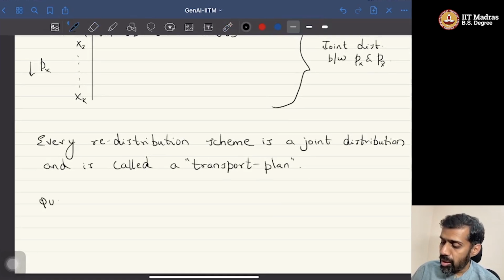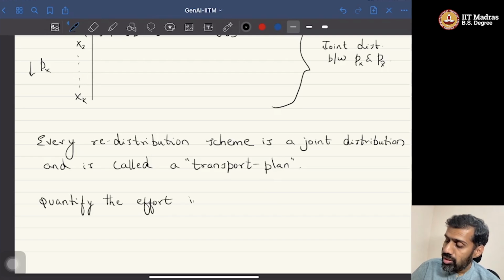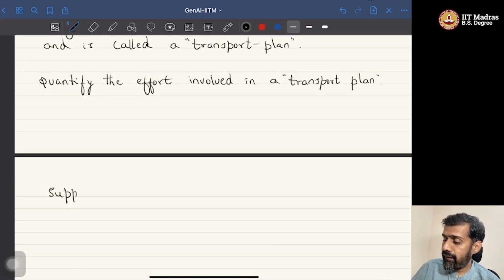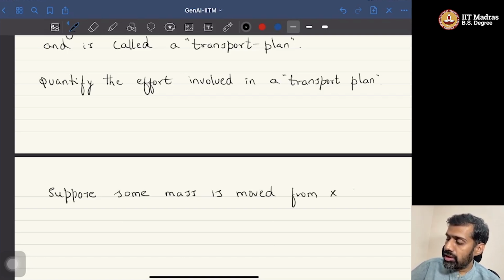So, to quantify the effort involved in a transport plan, suppose some mass is moved from x to x cap.